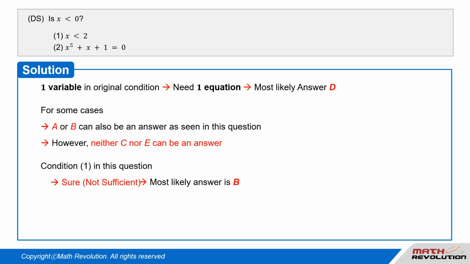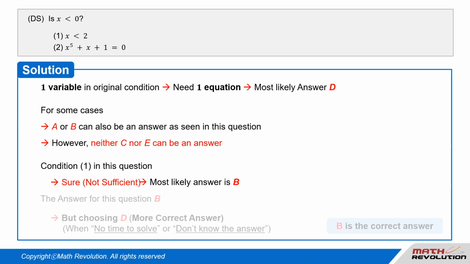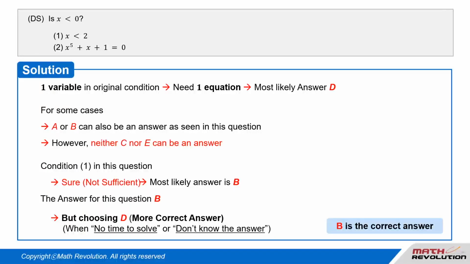This is how we reach our answer in the DS section by using the variable approach method. Although we verified the answer by solving this complicated problem, we can just choose the answer B when we know for sure that condition 1 is not sufficient. The variable approach helps students solve DS problems quickly. This is the power of the variable approach. So B is the correct answer.